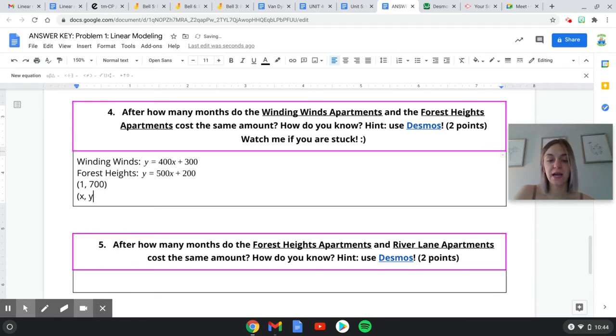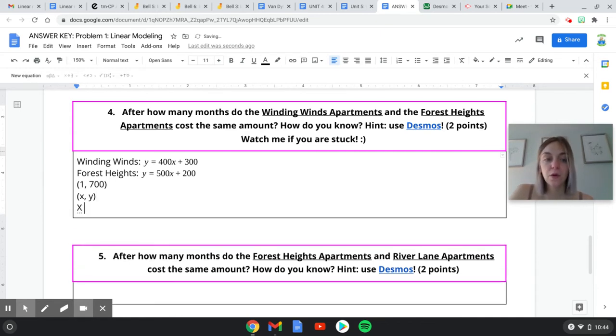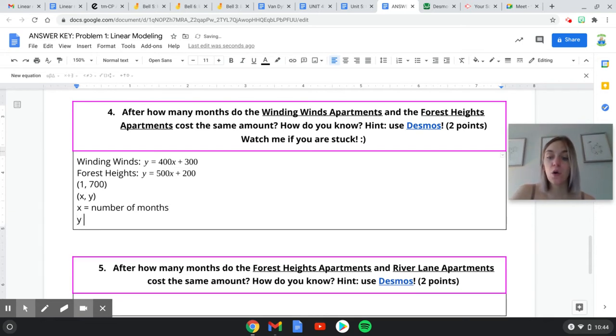And our ordered pair is x, y. So I have to think now, what is x telling me? What is y telling me? X usually is going to tell us something that changes. In this case, the number of months changes. Our problem also gave us this. It told us to make an equation after x months. So x has to be our number of months. Y is always going to be total something. And in this case, it's going to be total amount of money Jaden spends on the apartment.